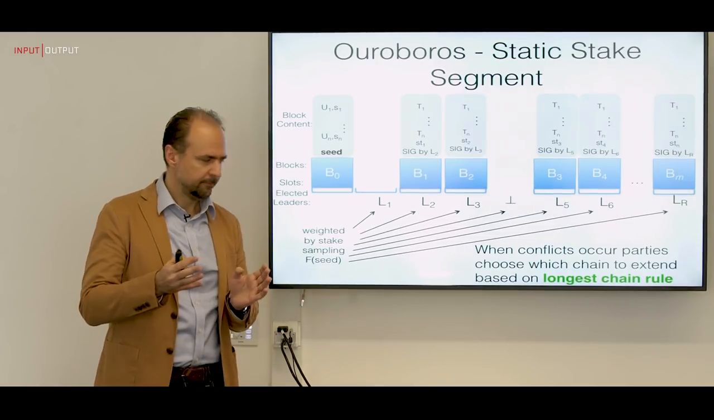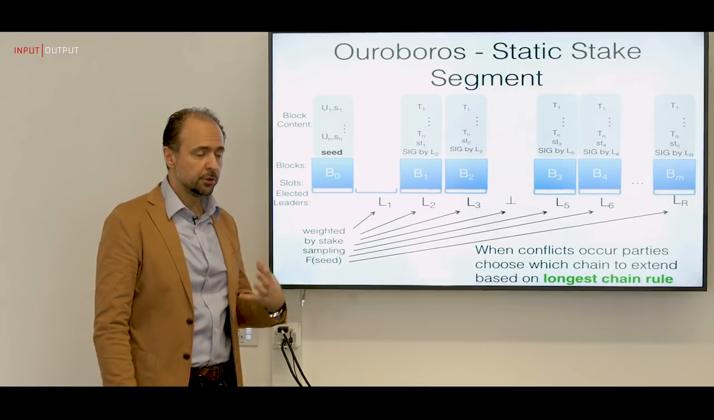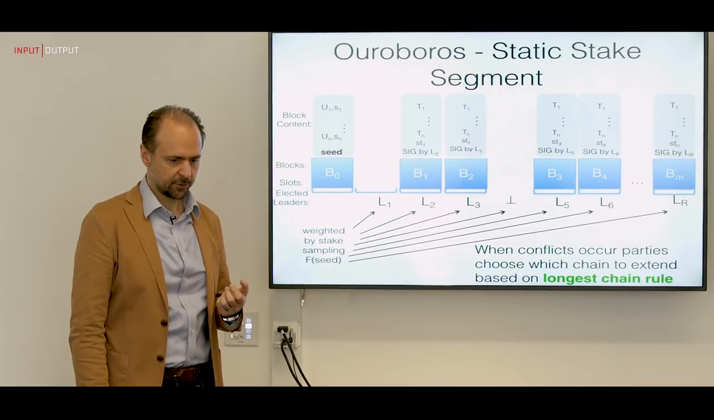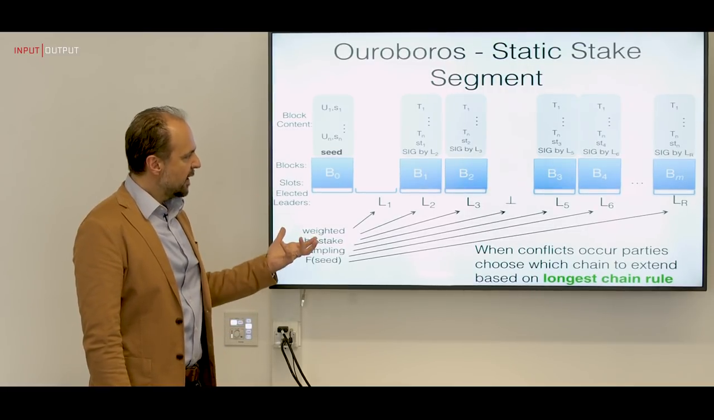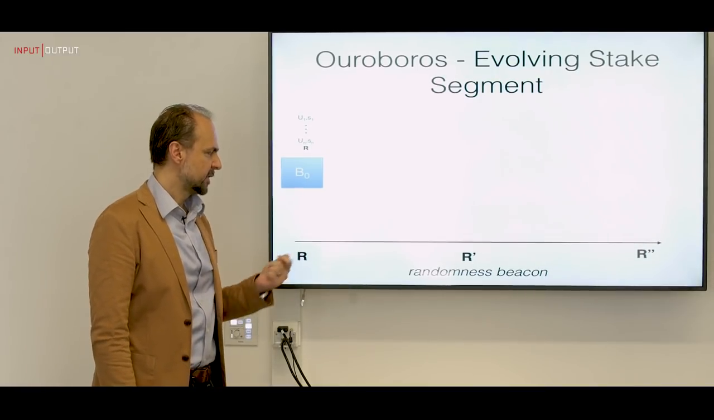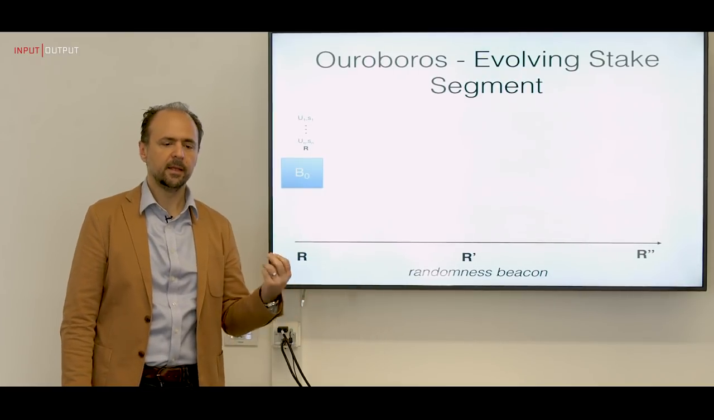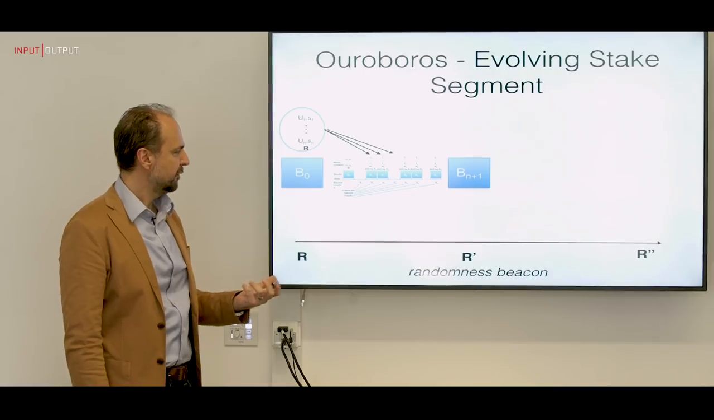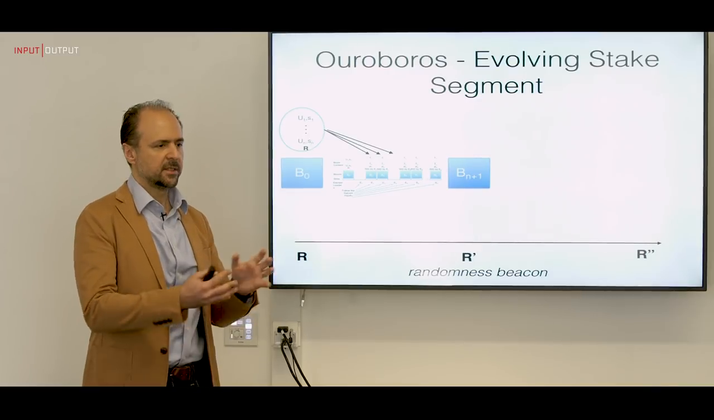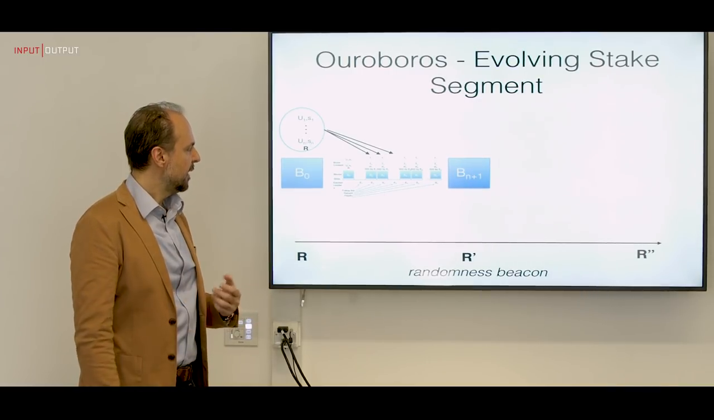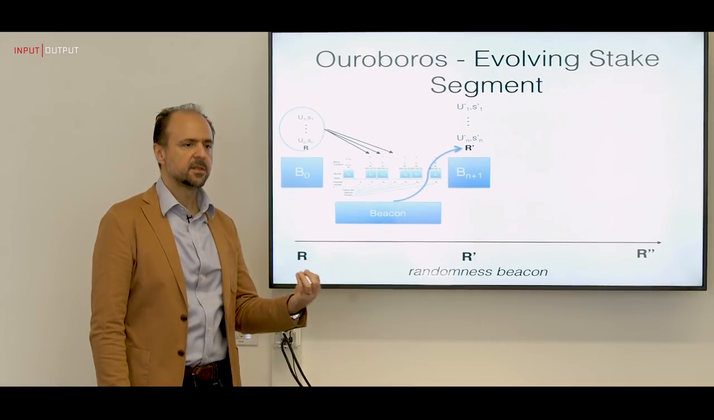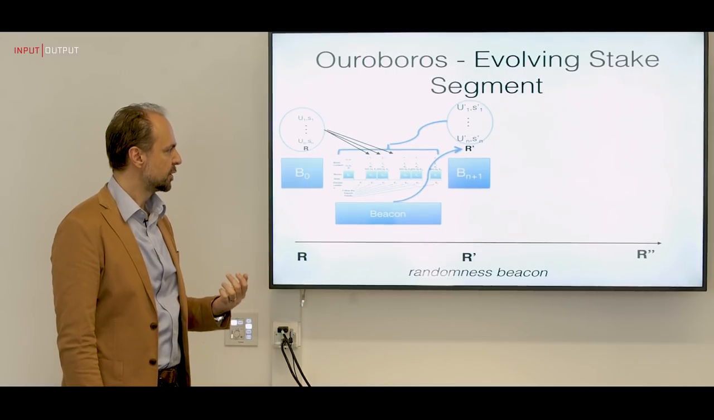Conflicts are bound to occur, and the protocol uses a simple longest chain rule to choose what is the correct history. So once we have this in place, here is how the evolving stage of the protocol will take place, which uses a randomness beacon that regularly emits unpredictable values. So what you have is a sequence of blocks that are produced in the static setting, where basically stake is assumed to be frozen. And then what happens is that the beacon value emerges and in some sense refreshes the randomness that will produce the next segment.